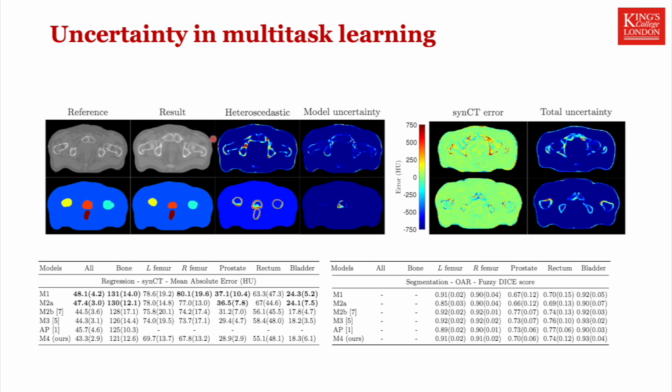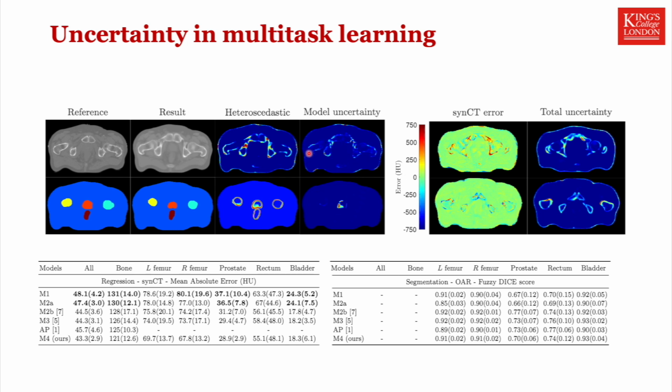And then you can see that the heteroscedastic, or the aleatoric part of the uncertainty, is localized around the bony regions in the CT regression model, which makes sense because that's the area where you'd expect the biggest differences to exist. While in the segmentation model, most of the errors are around the organs at risk, because you wouldn't expect the model to make, for example, a mistake in the middle of the soft tissue, like this part here.